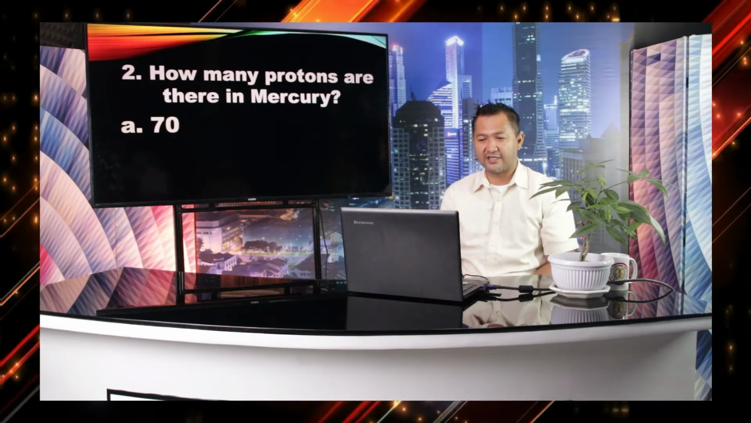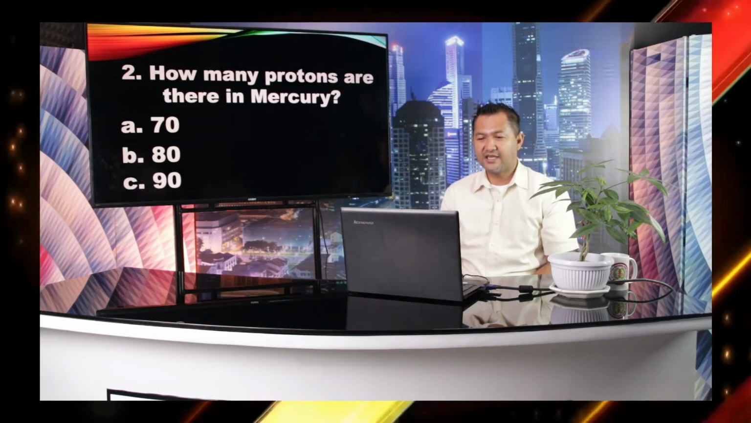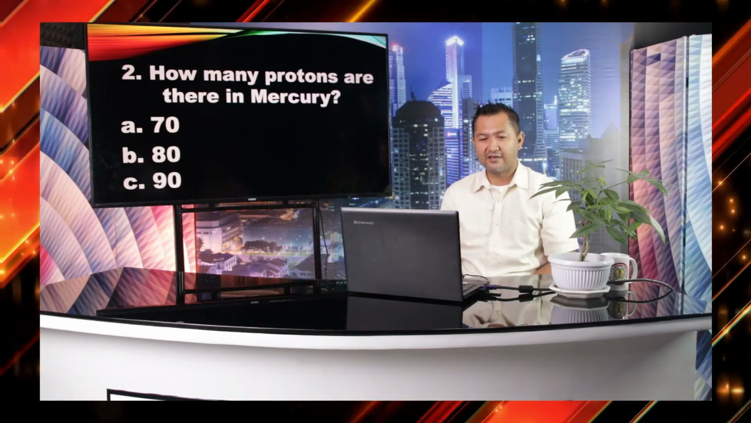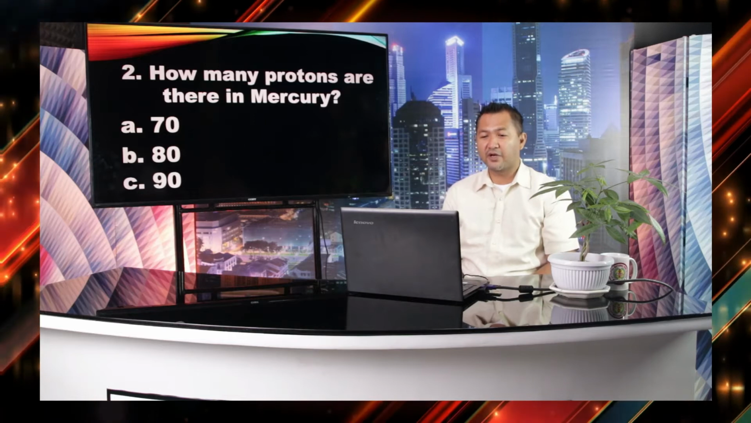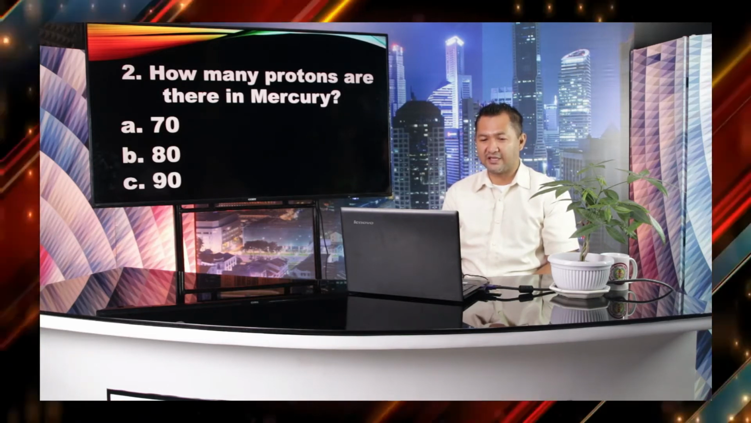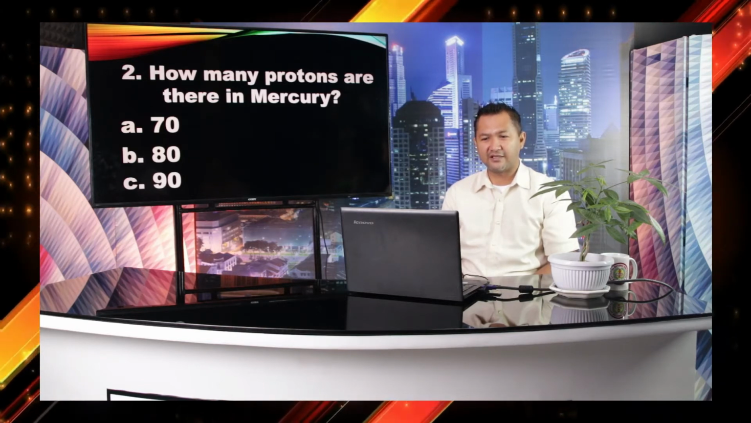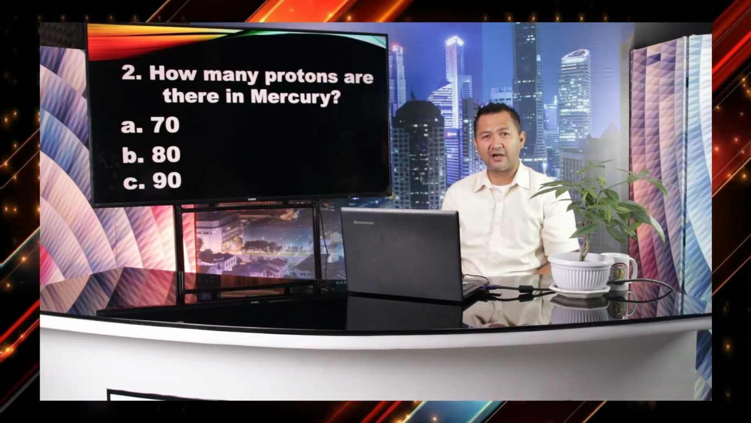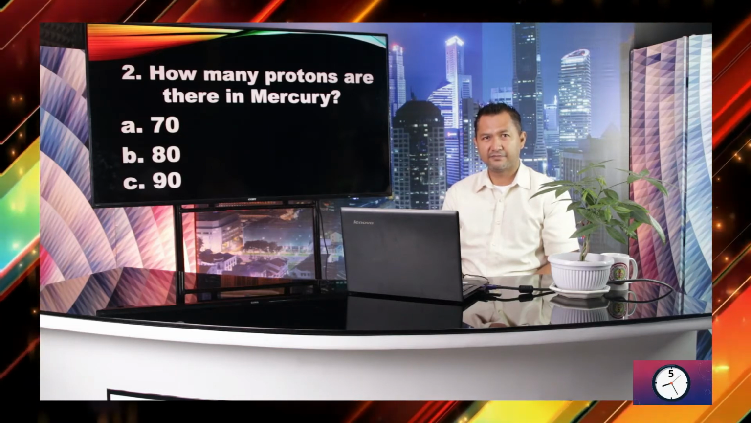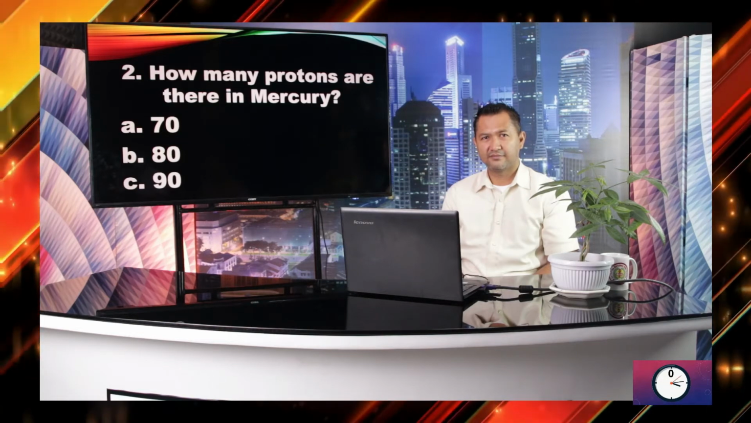A. 70. B. 80. C. 90. Again, how many protons are there in mercury? Your time starts now. The correct answer is letter B.